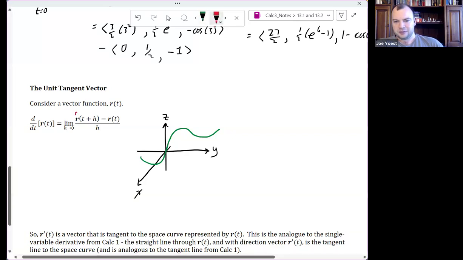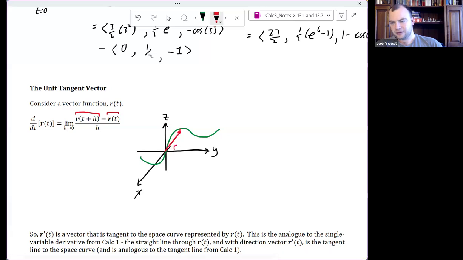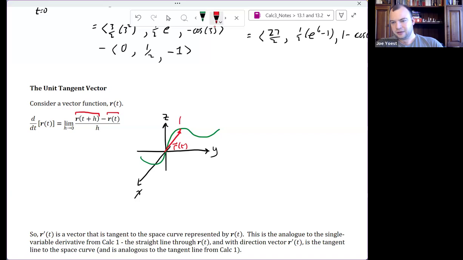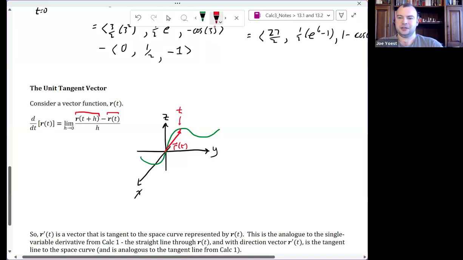And I have two vectors. I can think of this curve being parameterized by the parameter t, and I have a vector r of t that I can imagine having an initial point at the origin and a terminal point at this point here, represented by the parameter t on the curve.